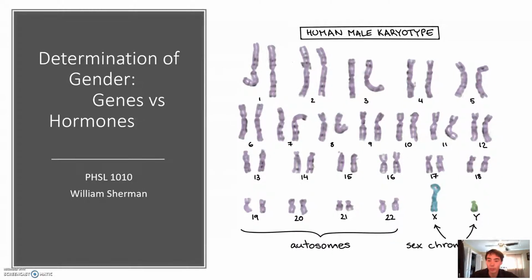Today we will be exploring how gender is determined by genes and by hormones in the human body. To the right of the screen you can see a photo of 23 pairs of chromosomes, 22 of which are autosomes and the last pair are sex chromosomes. In this case there is an X and a Y chromosome present, which makes this a male from a gene standpoint. We will talk about this in a little more detail shortly.